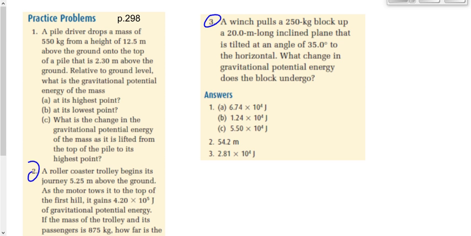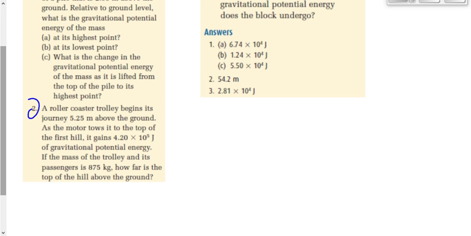All right, number 2 says a roller coaster trolley begins its journey 5.25 meters above the ground. As the motor tows it to the top of the first hill, it gains 4.2 times 10 to the 5 joules of gravitational potential energy. All right, interesting question here. The mass of the trolley is 875. How far is the top of the hill above the ground? Okay, it gains 420,000 joules of energy. What do we have given to us there? It gains 420,000 joules of potential energy.